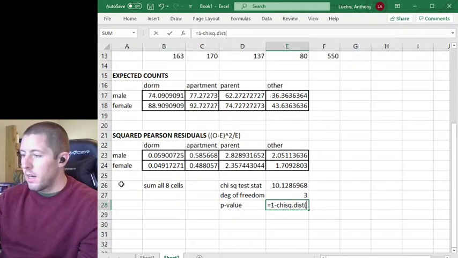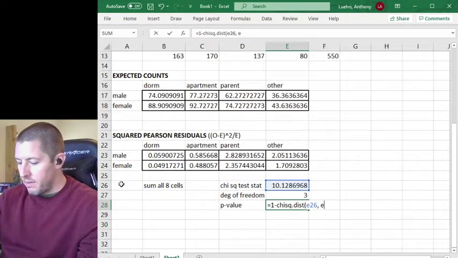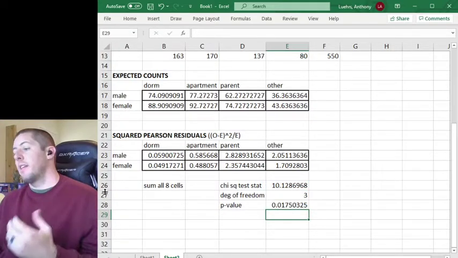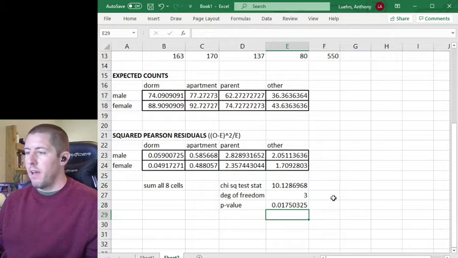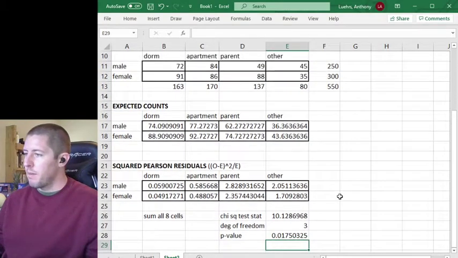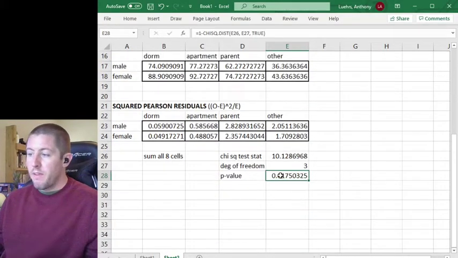What does it want first? Our chi-squared test statistic, that's sitting in E26. And next it wants our degrees of freedom, that's sitting in E27. And cumulative will always be true. And this p-value looks a whole lot like the p-value that we computed in our previous example, actually. It's just a coincidence right there. But we've computed a p-value.